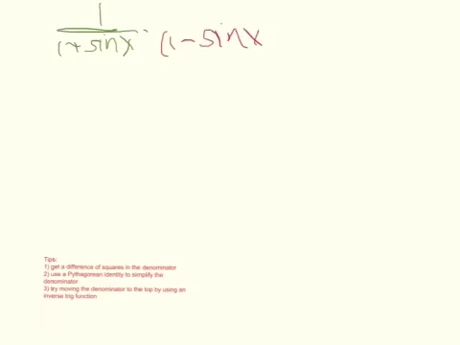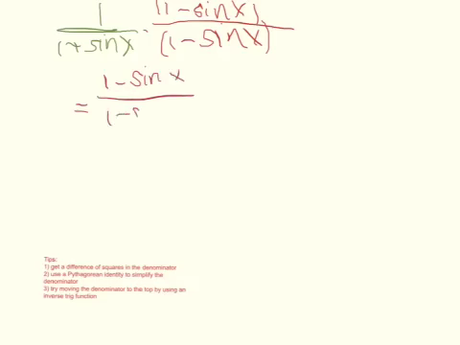But remember, our goal here is to simplify, or to get it out of fractional form, not to change the value. So we're going to have to multiply the top by 1 minus sine x too, in order to make sure we don't change the value of the expression. So we have 1 minus sine x over 1 minus sine x. That's the same thing as multiplying by 1. When we multiply that out, we get 1 minus sine x in the numerator, and then 1 minus sine x squared in the denominator.